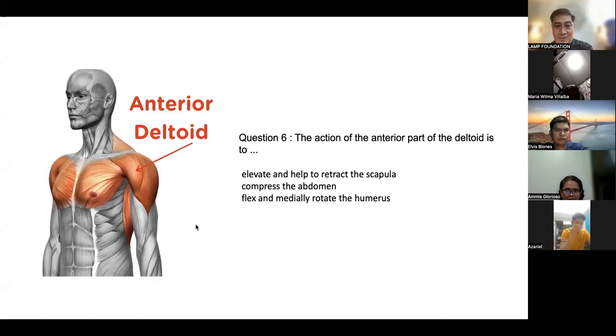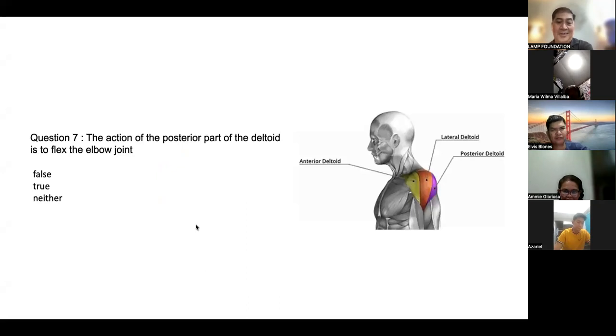Oh, bakit mo to nasagot? Hindi, nagkaano lang po, nandito lang ako, Doc. Pero tama naman yung sagot ko. Oh, okay, sige, tama na lang.